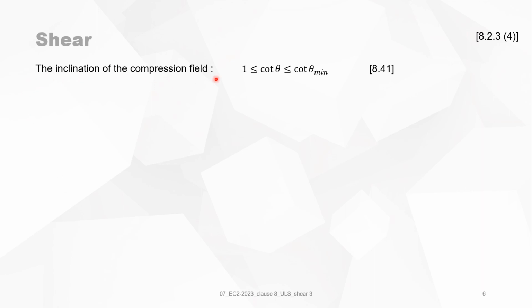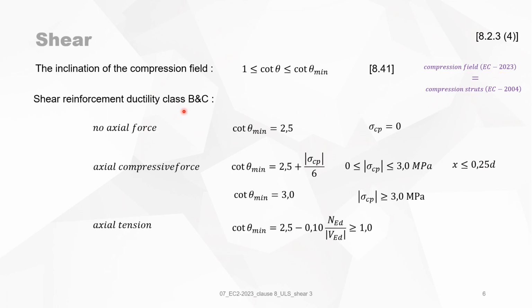The inclination of the compression field, the cotangent theta of this inclination, should be between 1 and cotangent theta min, the minimum value. Just remember that compression field in Eurocode 2023 is the same as compression struts in Eurocode 2004.